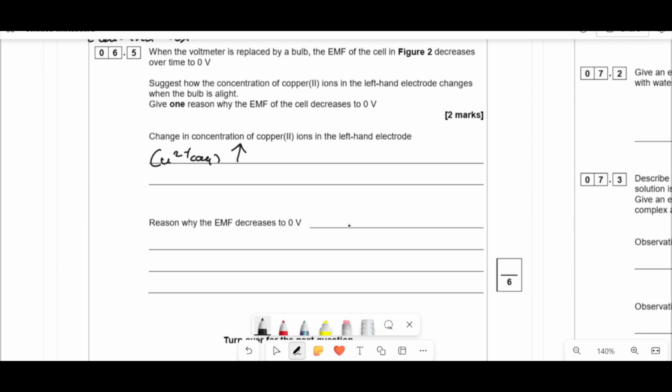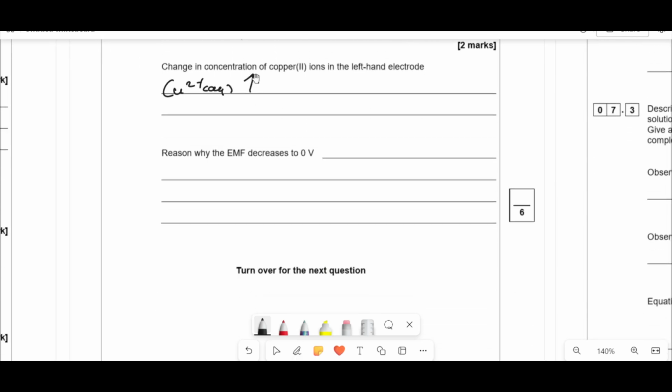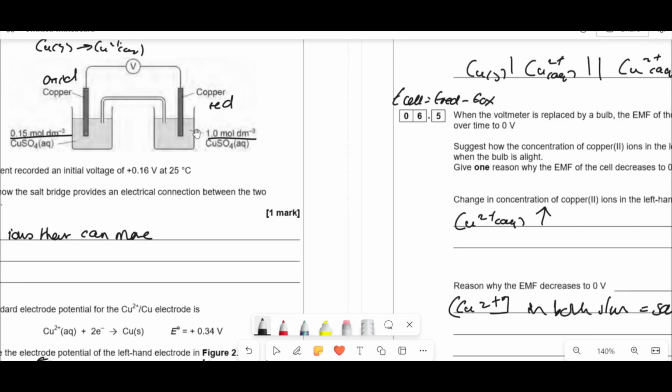However, why does the EMF decrease to 0? Over time, if the E cell is 0, then these must eventually be equal and cancel each other out. So it must be that the Cu2+ concentration in both solutions must be the same. Because if there's no electrode potential difference left, then they're not going to have anything to reduce or oxidize with.